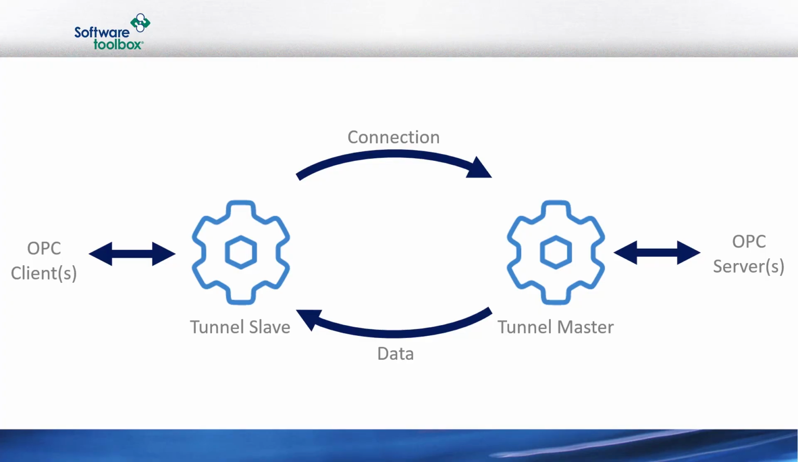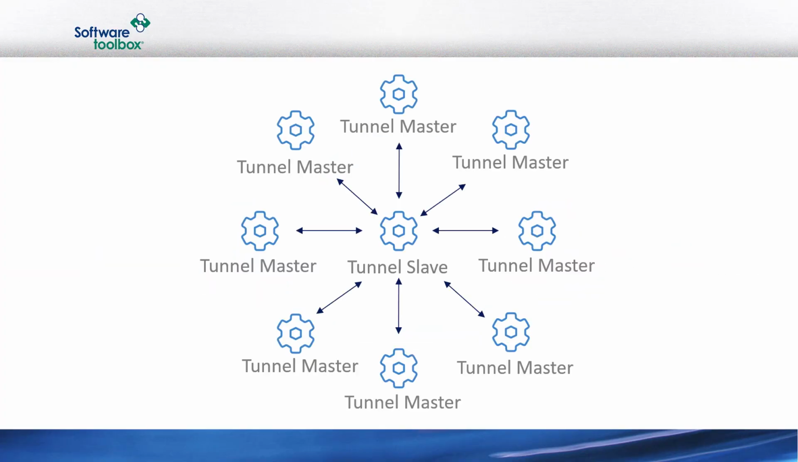What we just looked at was a single tunnel slave connecting to a single tunnel master. In the real world, these systems can be infinitely complex. A very common scenario we run into is the aggregator, or a spoke and wheel configuration, where we have a single tunnel slave connecting to multiple tunnel masters. The single tunnel slave is aggregating data from all these different tunnel masters and all these different OPC servers or data sources in a single point where it can then be consumed.